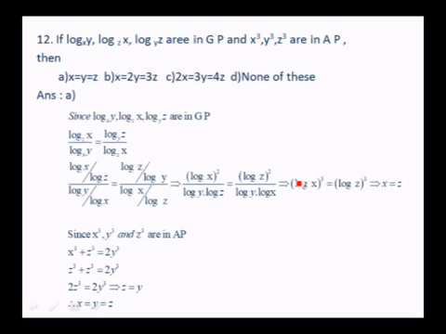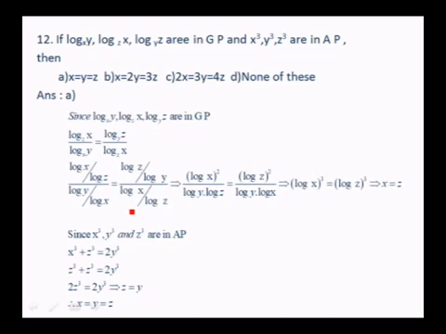So since log y to the base x, log x to the base z, log z to the base y are in GP, you find that log x to the base z over log y to the base x is equal to log z to the base y over log x to the base z. Here I apply the change of base formula. So the change of base formula: log m to the base n is equal to log m to the base e over log n to the base e. Let us take the common base, so that I am not writing the common base there.